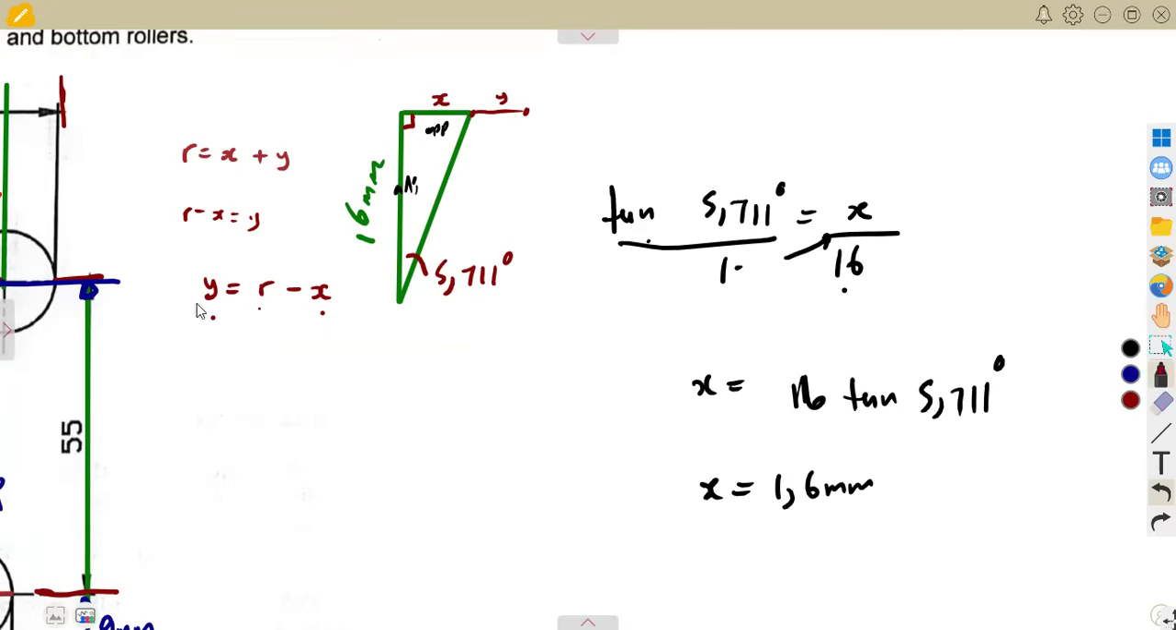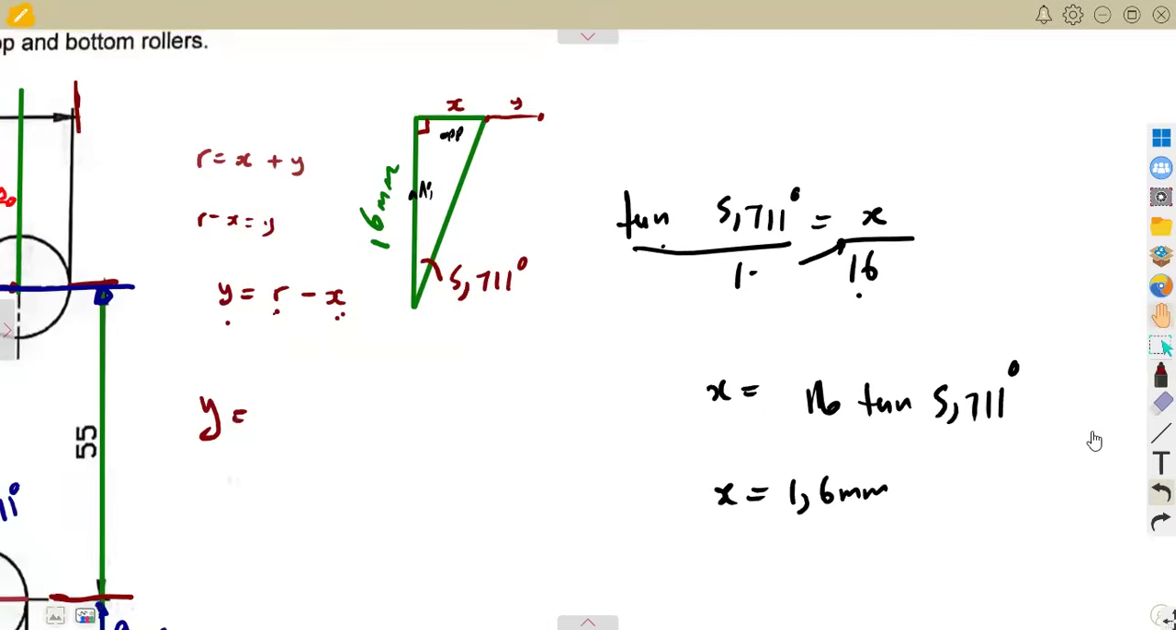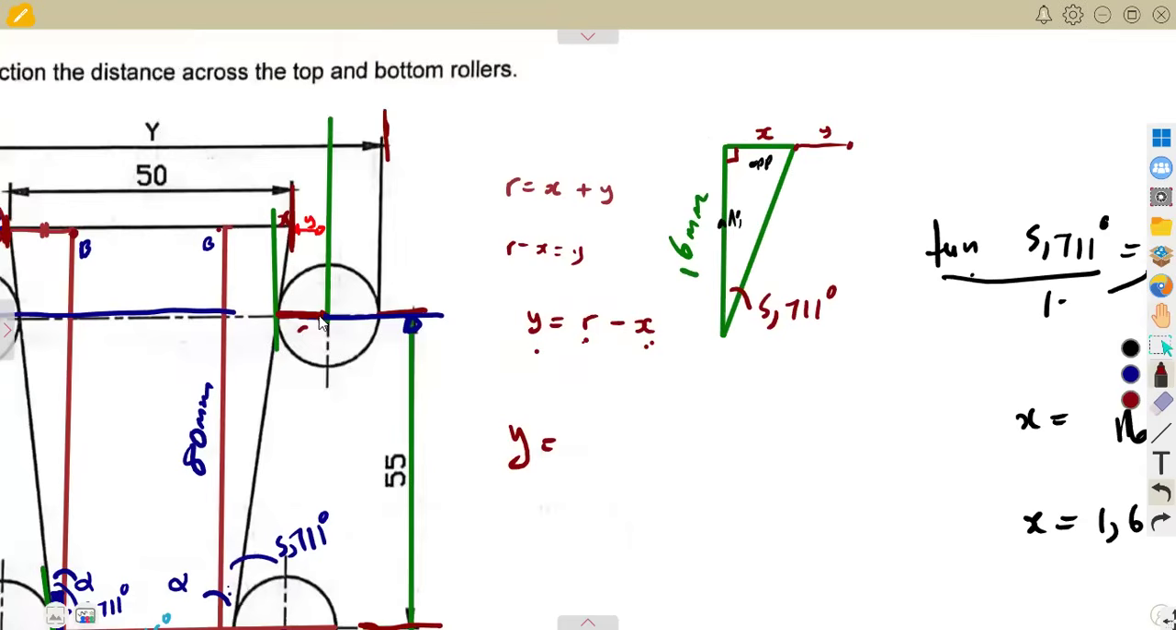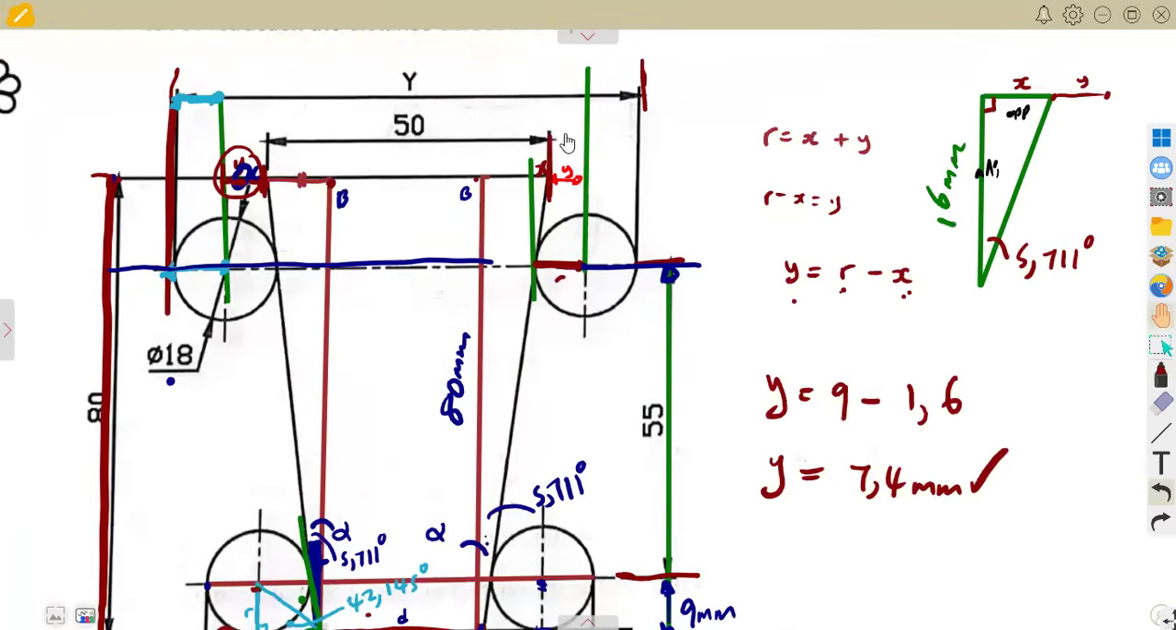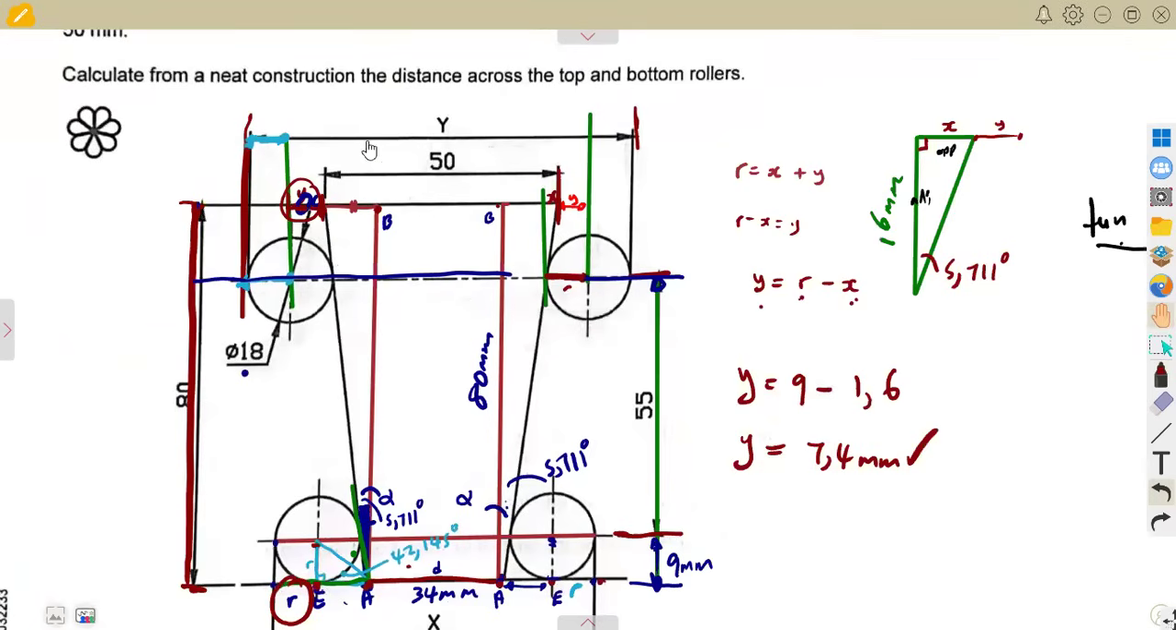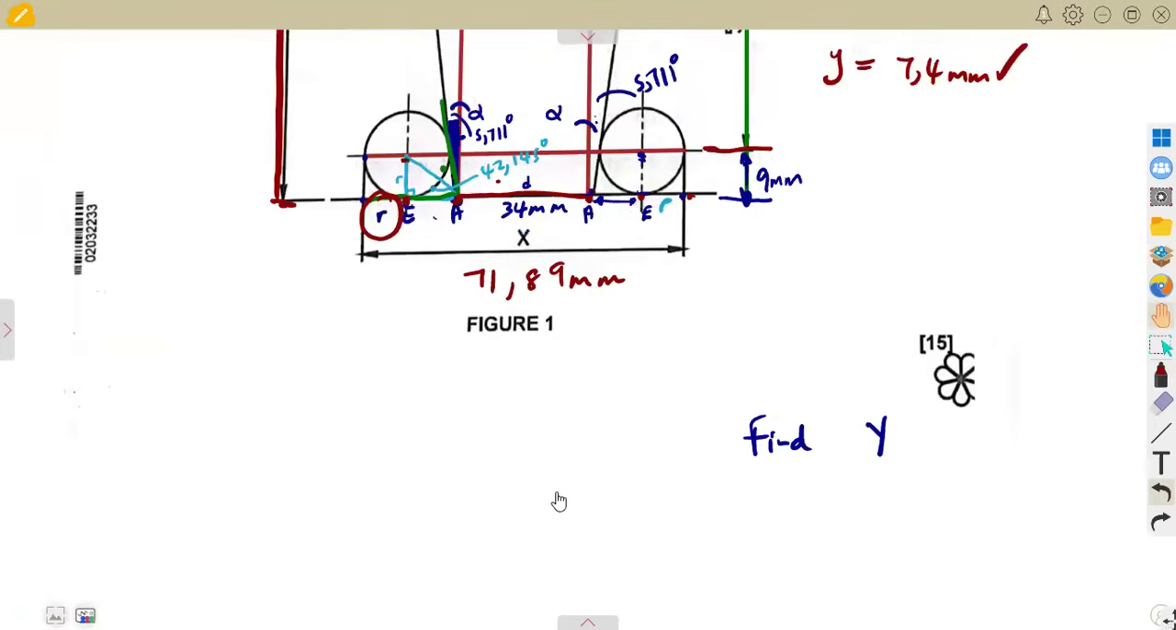By having x, we can calculate y, which is the radius minus x. The radius is from this point up to this point, and the radius of the ruler is 9. Remember, the diameter is given as 18. So that is going to be the radius 9 minus the x that we calculated, which is 1,6. So that was going to give us y in this case, which is 7,4 millimeters. With the y that we calculated, we are done. We can calculate this y, not this one, the small letter that we are using on this one, but this y on the top part from this formula here.